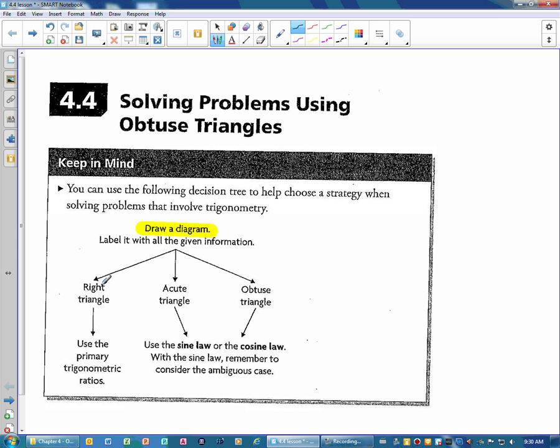If it's a right triangle, they suggest that you use the primary trig ratios. Lots of you love the sine law, so you don't necessarily have to use the trig ratios. If you want to use the sine law, you're allowed. But I find that in a right triangle, the trig ratios, sine, cosine, and tangent, are the quickest and most efficient way to calculate unknown sides and angles. If it's an acute triangle, meaning it's not necessarily a 90-degree angle, use sine or cosine law. And for obtuse triangles, you only have the choice of sine or cosine law.